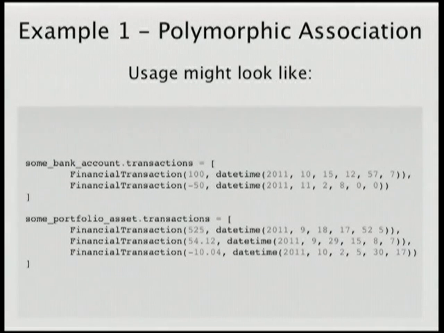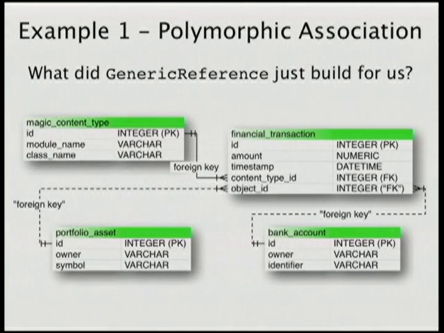So usage, you have a bank account, you add some transactions to it, it's got a timestamp and an amount, and the same for a portfolio asset. So that's what that looks like. And then the generic reference, behind the scenes, without us really telling it to, did this thing for us. It did all the work for us. It created a schema like this.